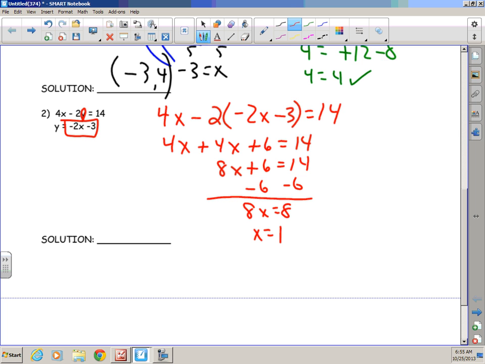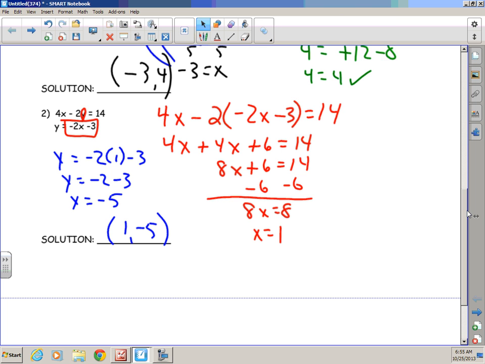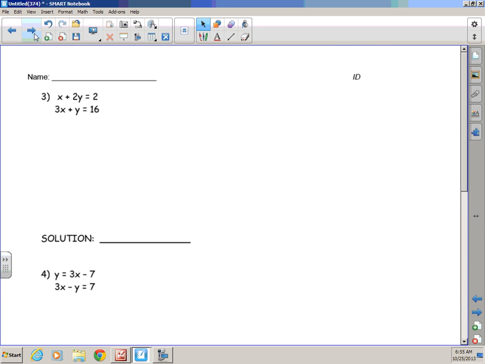Now I want to figure out what y is. I'll take either of these two. The bottom one seems a little bit easier. And I get y is -5. So my solution is 1, -5. Okay. Let's go on to the next couple of examples.